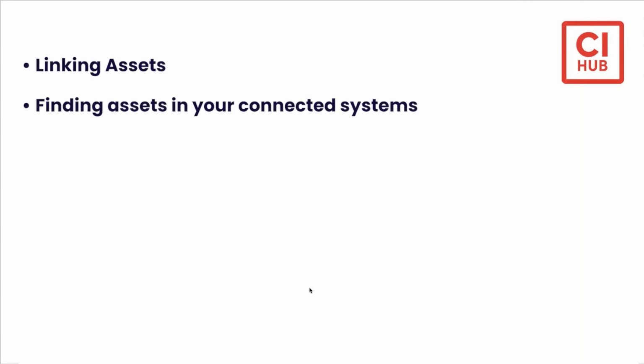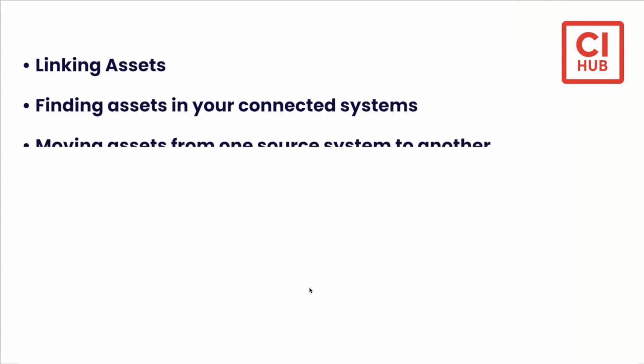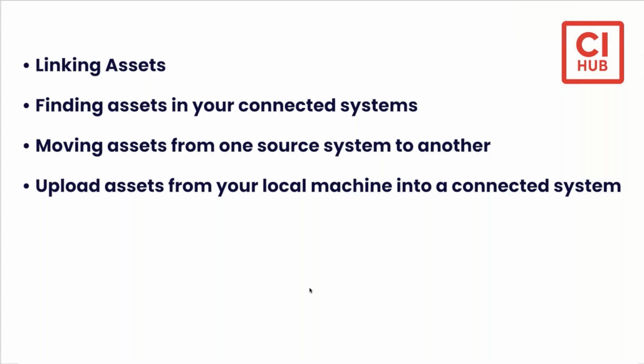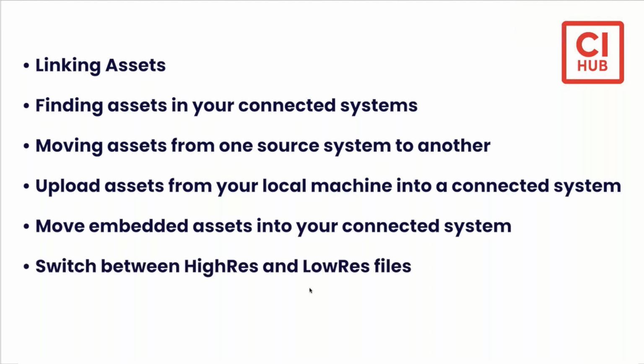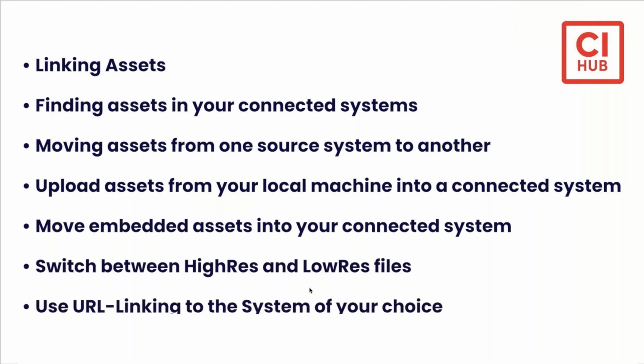And that's why I've prepared a feature list of the CI Hub connector: linking assets, finding assets in your connected systems, moving assets from one source system to another, uploading assets from your local machine into a connected system, moving embedded assets into your connected system, switching between high-res and low-res files, and using URL linking to the system of your choice. So let's have a look at the interface.